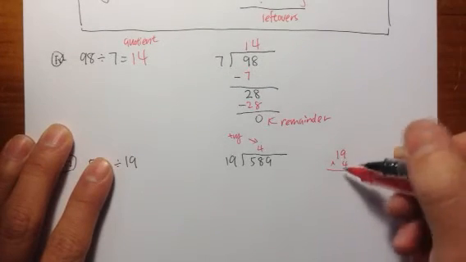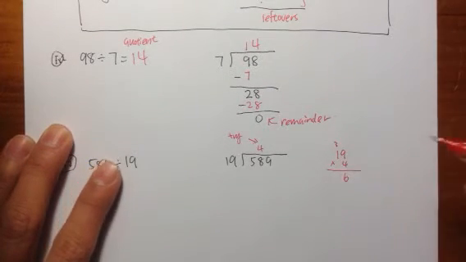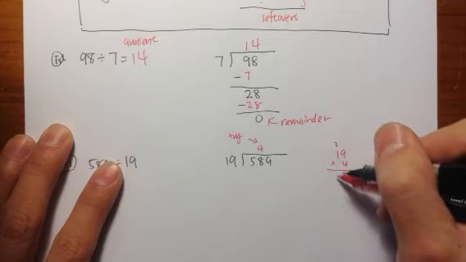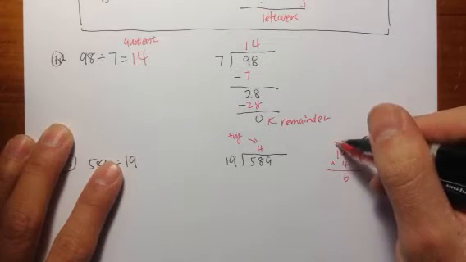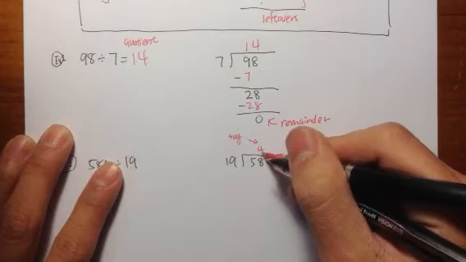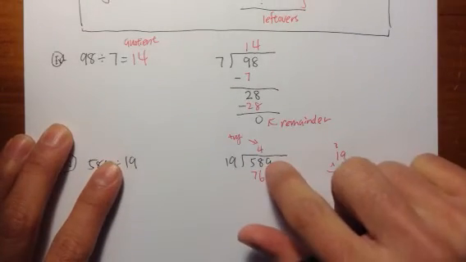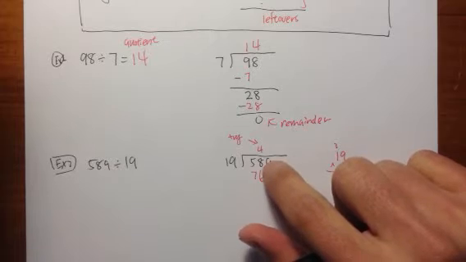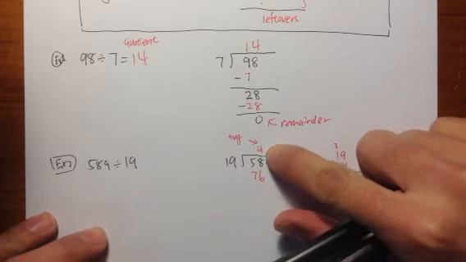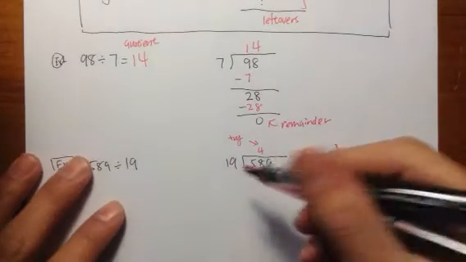4 times 9 is 36, carry the 3. 4 times 1 is 4, and 4 plus 3 is 7. So 4 times 19, you get 76, which is too much. This is bigger than 58. So we know that we have to go a little bit lower.